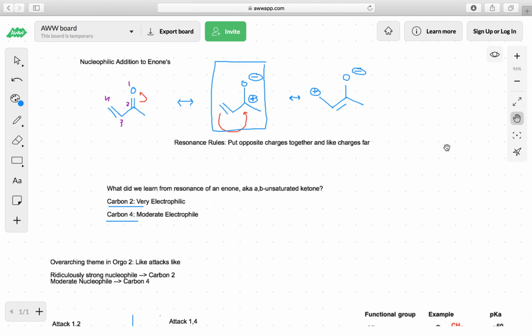So the main takeaway I want you guys to get from this is that carbon 2 is very electrophilic because this resonance contributor is more important since these opposite charges are close together, while carbon 4 is a moderate electrophile. It has a positive charge, but isn't that great because these two really attractive charges are far apart.